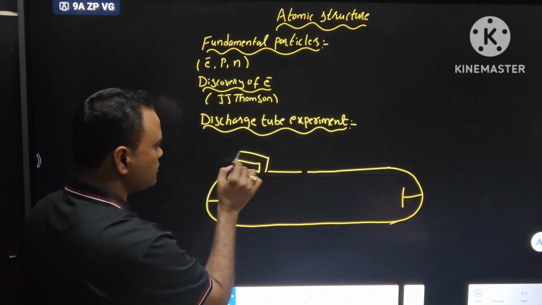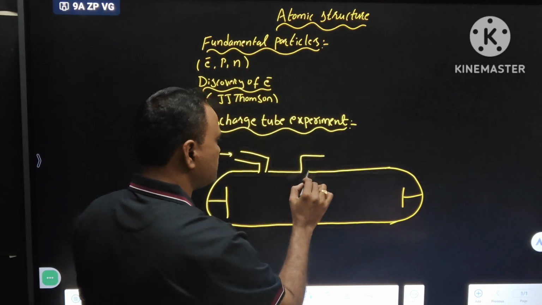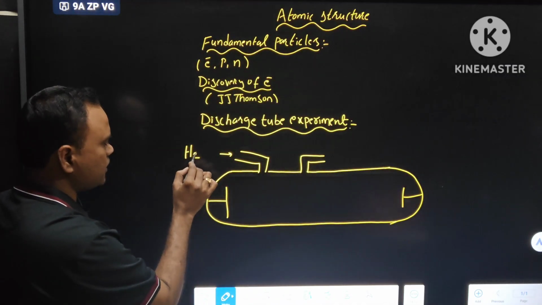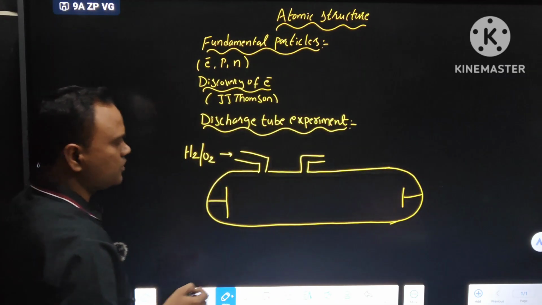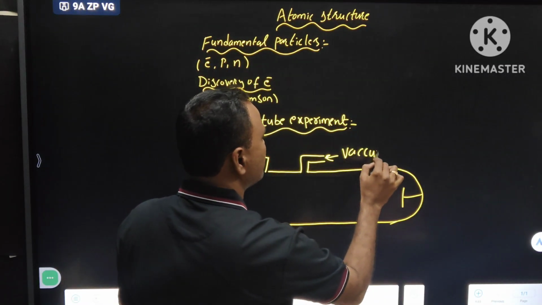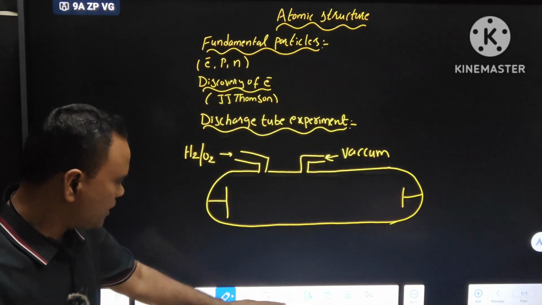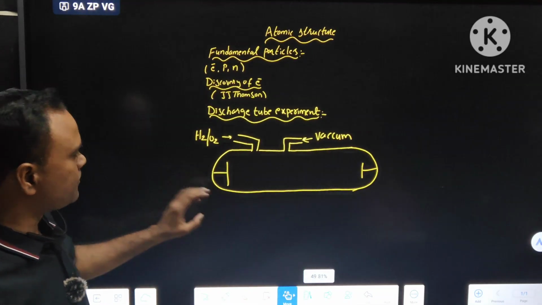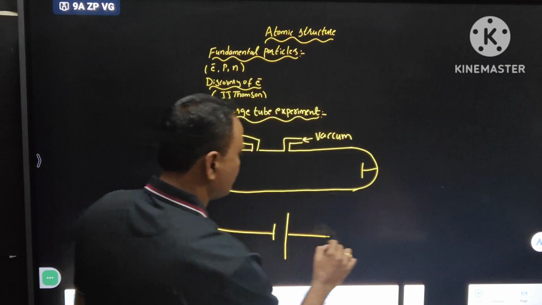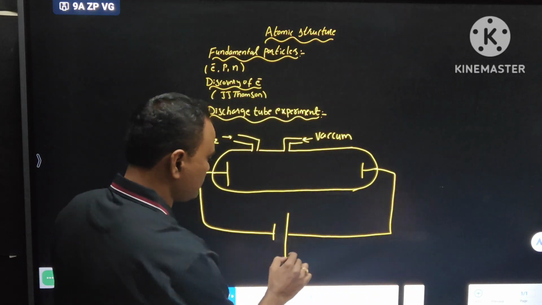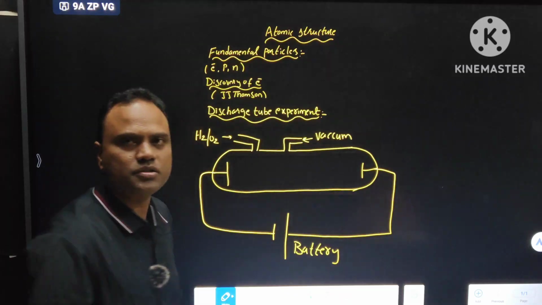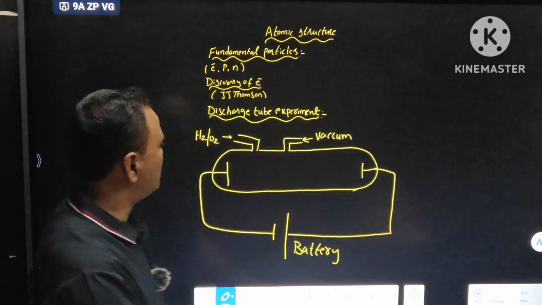This is one inlet, used to pass H2 gas or any other gas like O2 gas. And this other inlet is used to connect to a vacuum pump. These two metal plates are connected to a high voltage battery.